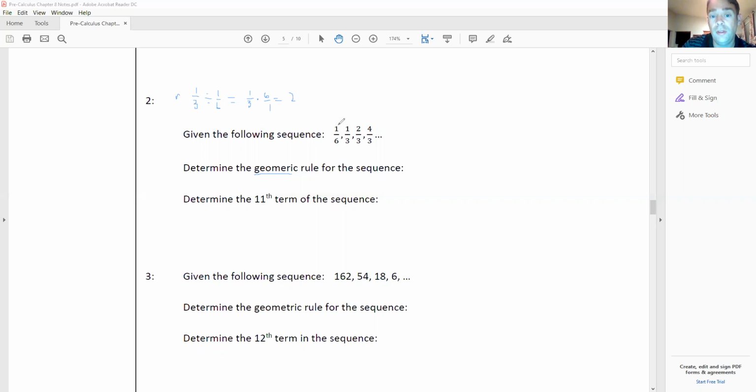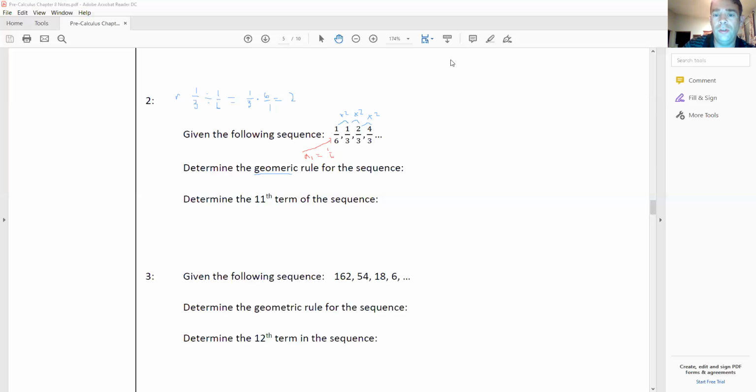Apparently, if I take this and multiply by 2, I go from 1/6 to 1/3. If we do it again, 1/3 to 2/3, that's multiplying by 2 as well. And 2/3 to 4/3 is also multiplying by 2. So our r value really is 2. The very first thing we see there, the 1/6, is our initial value. So a sub 1 would be 1/6.